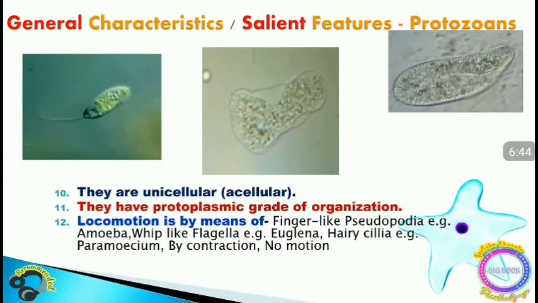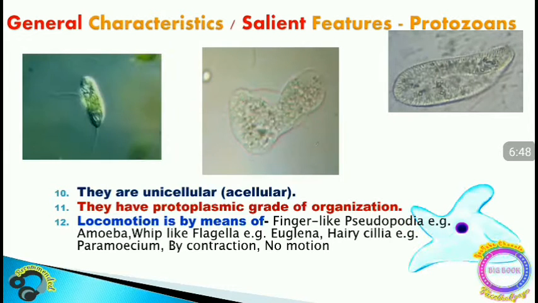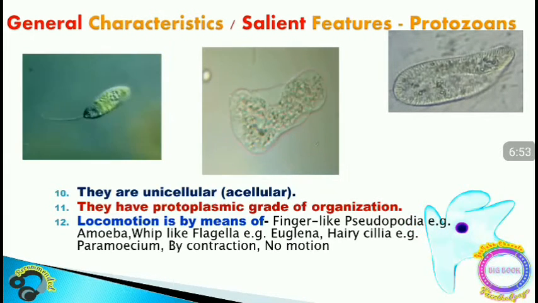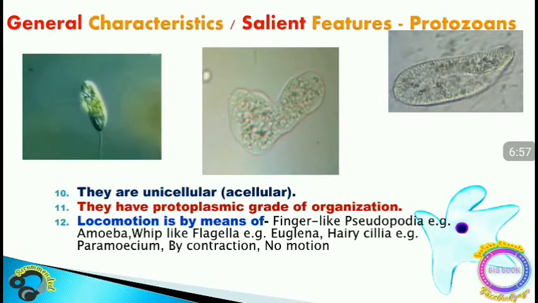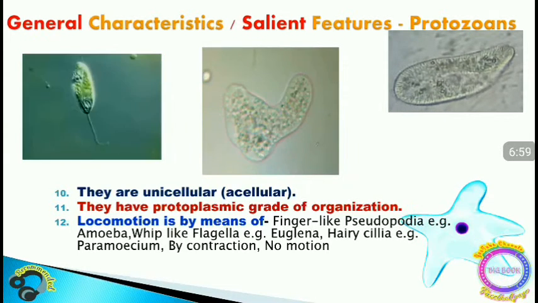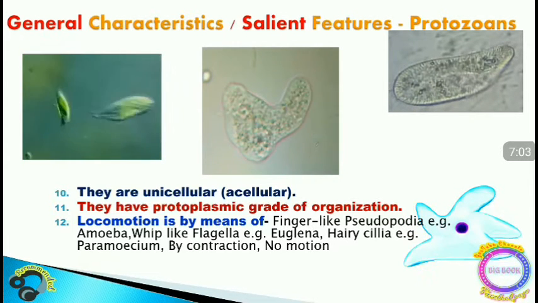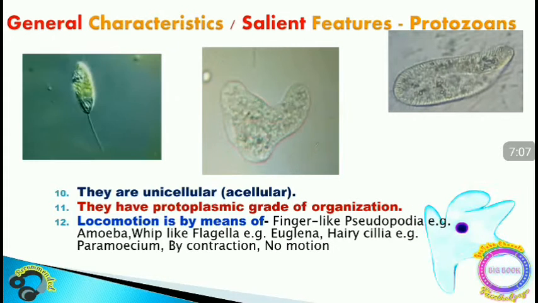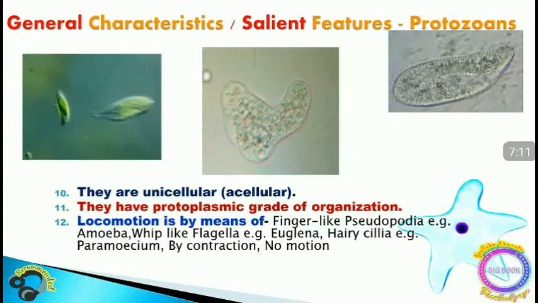Locomotion is by means of finger like pseudopodia seen in amoeba, whip like flagella seen in euglena, hairy cilia seen in paramecium, and also by contraction and no motion. So certain unicellular organisms of protozoans will show locomotion by contraction also, and some will not move at all.